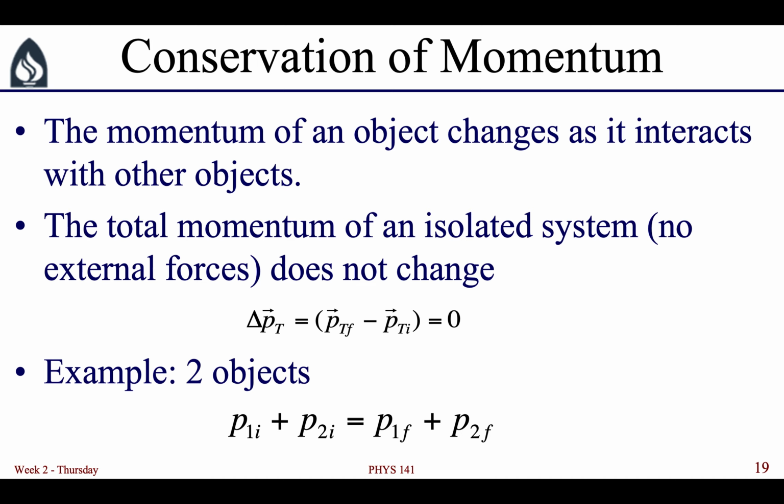One good example of this is if we have two objects. If we have two objects that are just exerting forces on each other, but are not experiencing forces from the outside world, then we can conserve momentum for that two-object system. And we can say that the addition of the momenta of the two objects initially is equal to the addition of the momentum of the objects finally.